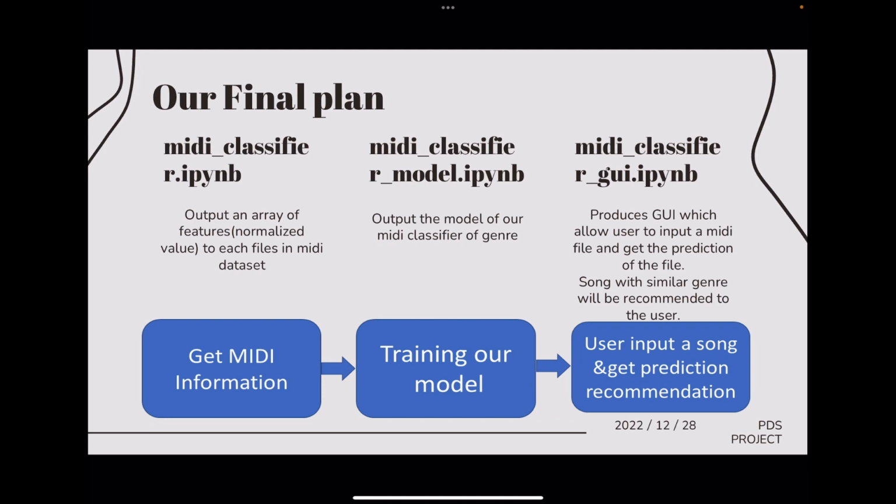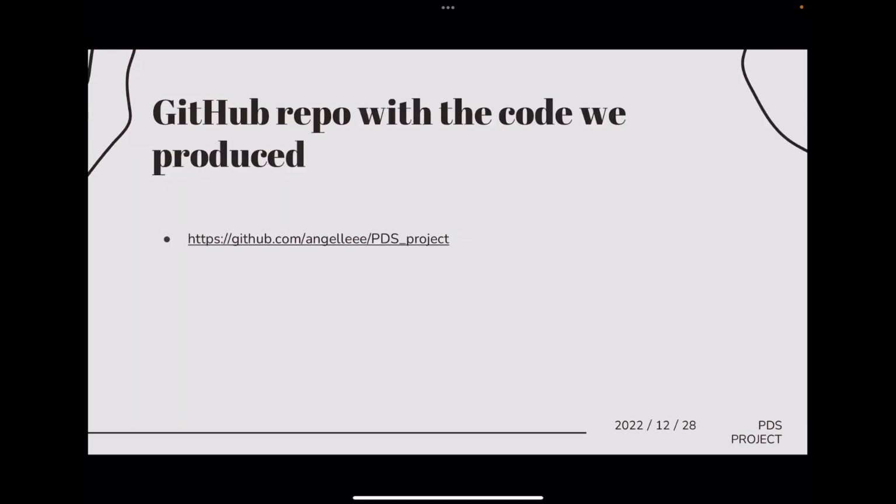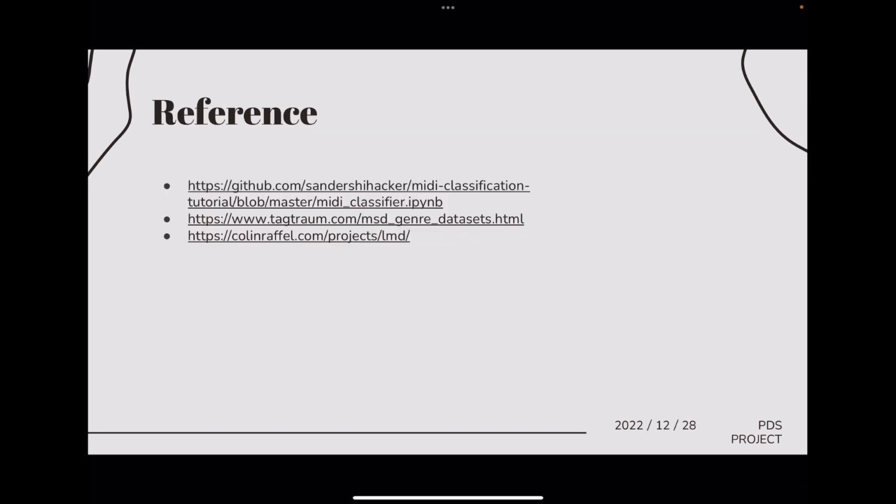Our final plan is, first, we get MIDI information from the MIDI classifier code. And then we use the second code to train our model. Then we let the user input a song, and our GUI will get the prediction and give the user a recommendation. We also uploaded our code to GitHub, and here is our reference on the internet.